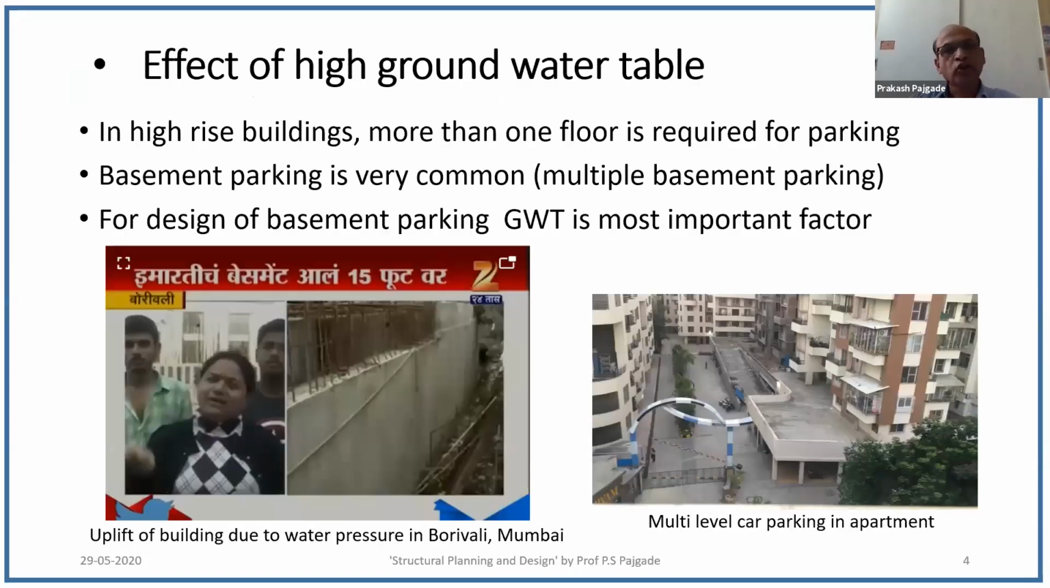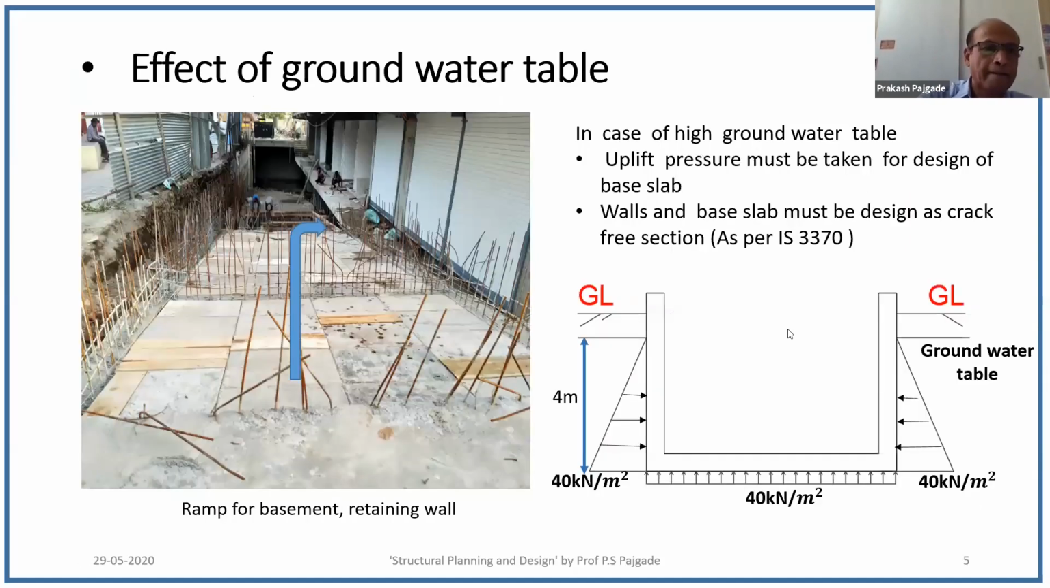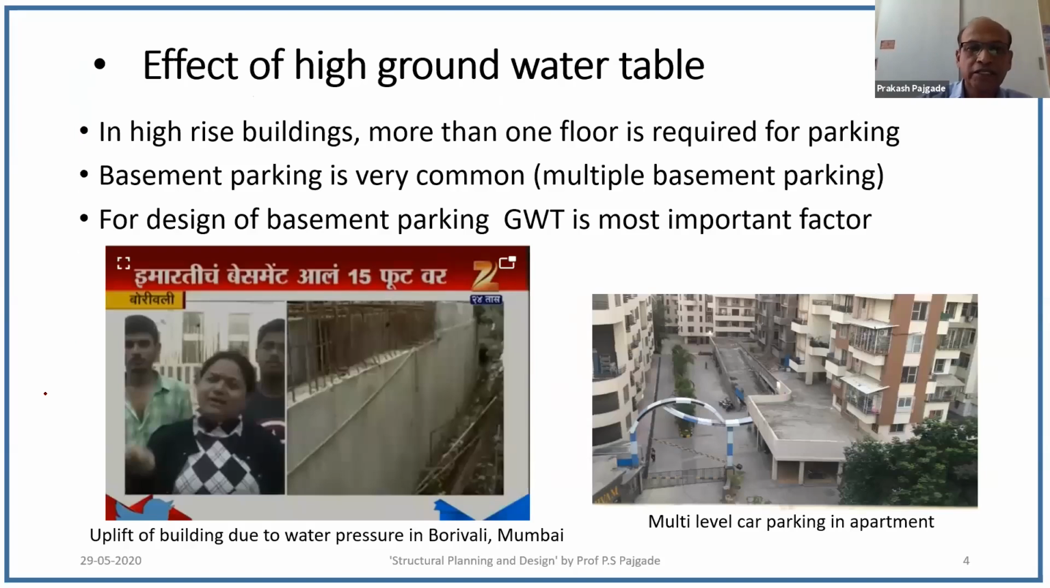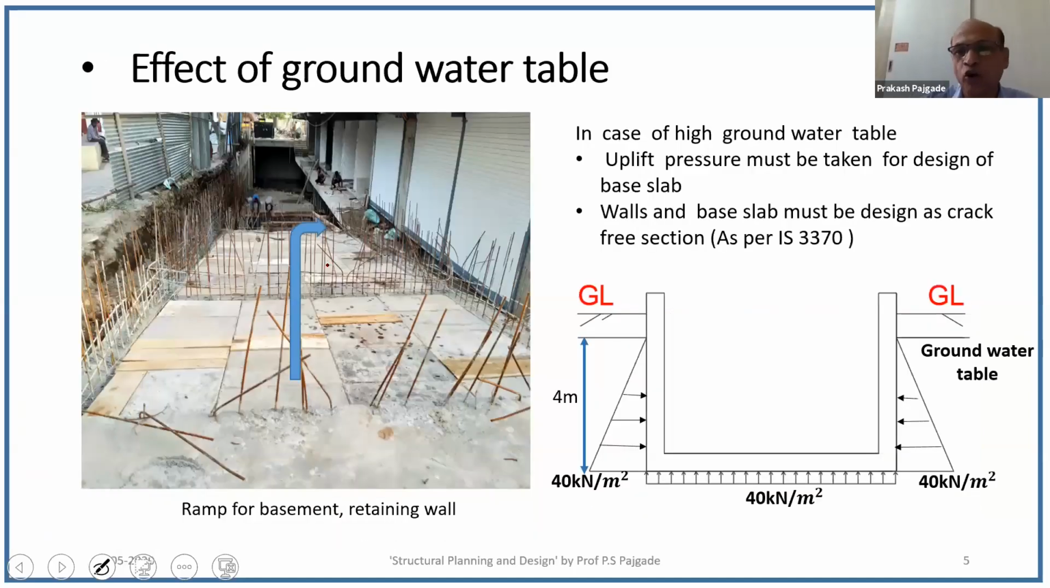Now, effect of high groundwater table is important. Now you can see here one news. See this particular basement, which was at this level, it is lifted by about 15 feet. So this is because of high groundwater. Now there is a need of parking, and multi-level parking is provided in most of the structures. Now let's study what is the effect of groundwater table.